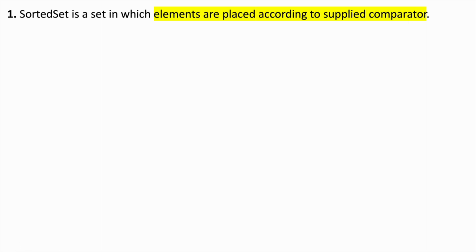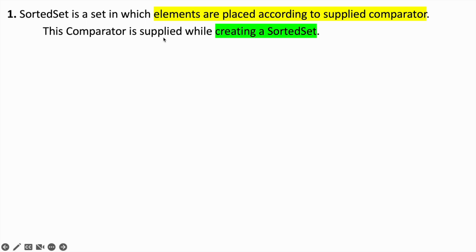A comparator will define how the objects need to be ordered, either ascending order or descending order, or based on the employee ID or the employee name. It will define in which order the elements need to be ordered. This comparator is supplied when creating a sorted set. When we are creating a sorted set, that time we have to provide this comparator.